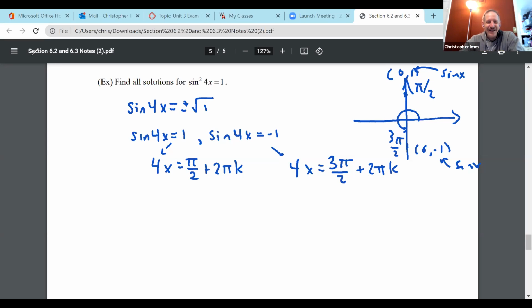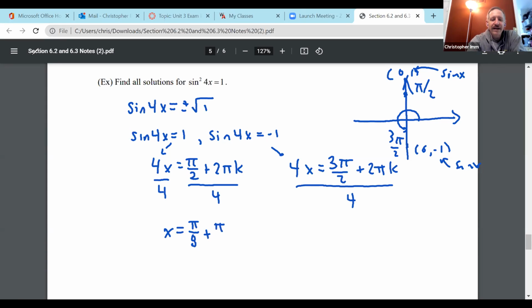So you know what? It says find all solutions. So really we're almost done here. All we have to do is divide by 4 to find all those solutions. So all of the solutions would be at pi over 8 plus pi over 2k. And then this one's going to be at 3 pi over 8 plus pi over 2k, where k is an integer. So that's going to be all of them.